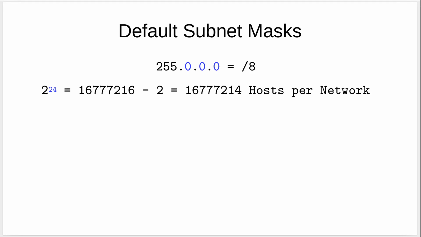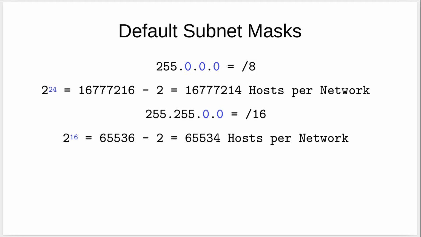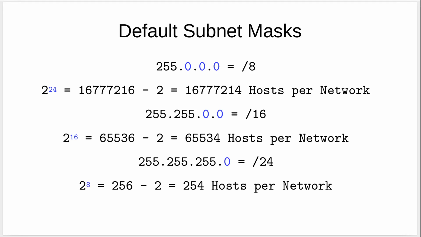The Class A's, they have over 16 million host addresses per network, which is a ridiculous number. The Class B's have 65,534 usable addresses per network, and even the Class C's have 254 addresses per network. Now this is a problem, because if you think about it, let's say you want 100 usable addresses on your network. Well, the most efficient way of doing it would be therefore to use a Class C. But a Class C with its default subnet mask of /24 allows you to have 254 addresses per network. If you only need 100, you're actually wasting 154 addresses.